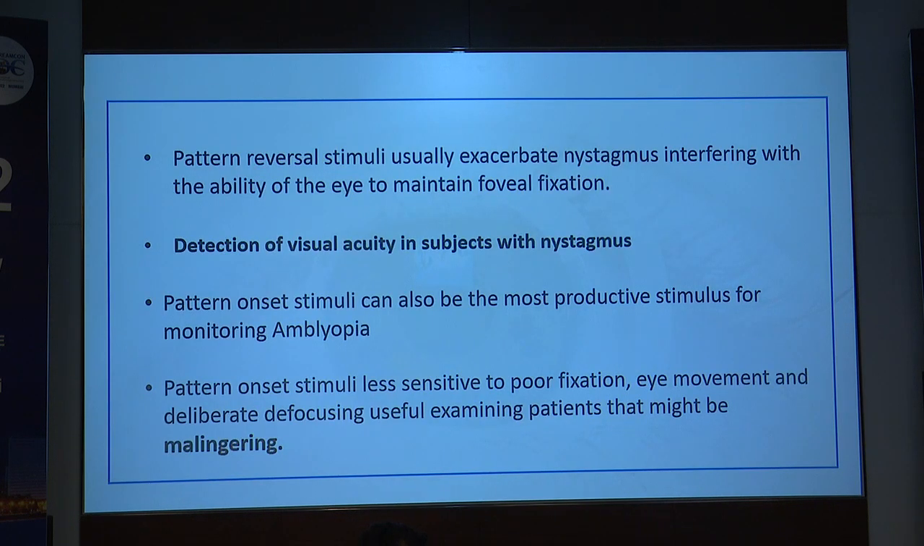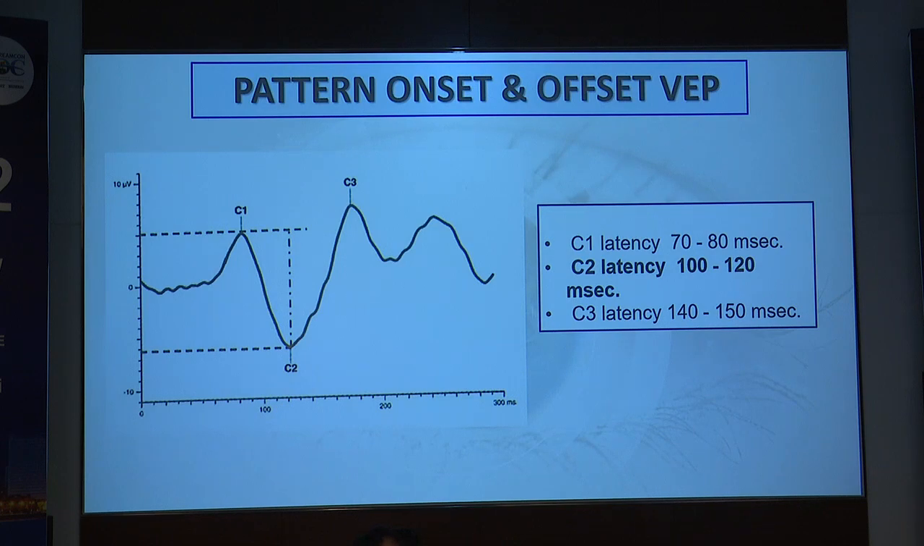Now, pattern reversal stimuli usually exacerbates nystagmus and interferes with the ability of the eye to maintain foveal fixation. Thus, this is better in testing patients having nystagmus. Pattern onset stimuli can also be the most productive stimulus for monitoring amblyopia. Pattern onset stimuli is less sensitive to poor fixation, eye movement, and deliberate defocusing, thus it is useful in examining patients that might be malingering. So this is the waveform. Here the second wave or C2 is the most important, which might have a latency of 100 to 120 milliseconds.